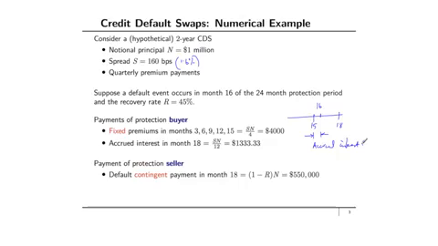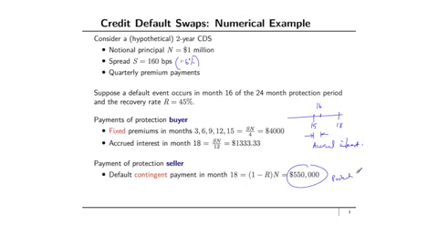In month 18, which is the next coupon date, the seller has to pay (1 minus R) times N. R was 45%. Therefore, 1 minus R is 55% of N, which is $550,000. This is the total protection payment.